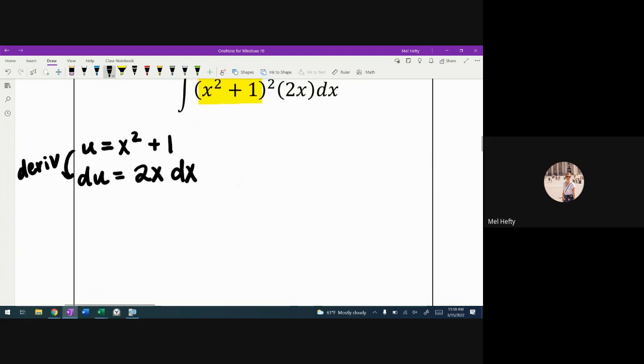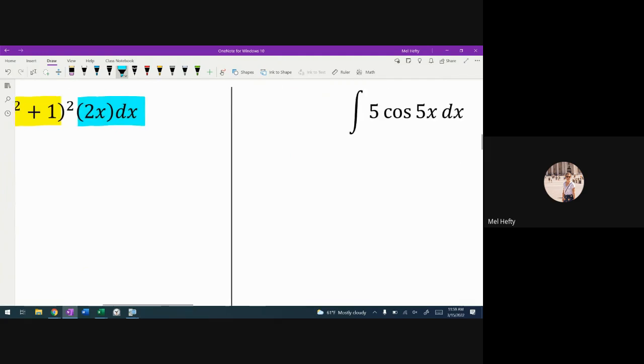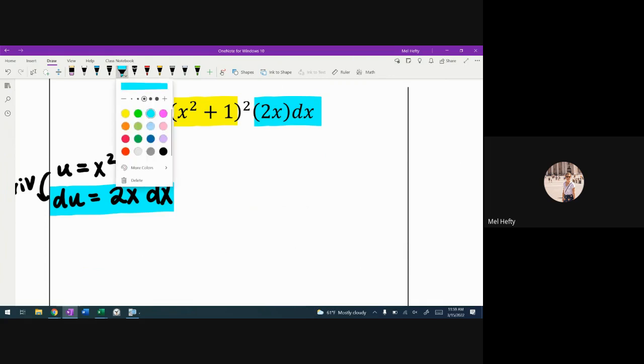All right, so now let's peek back at our original problem. Do you guys see 2x dx anywhere in our problem? Yeah, he's chilling at the end. So 2x dx is, goodness gracious, we're scrolling all around, equivalent to du. u is equivalent to our x squared plus 1.